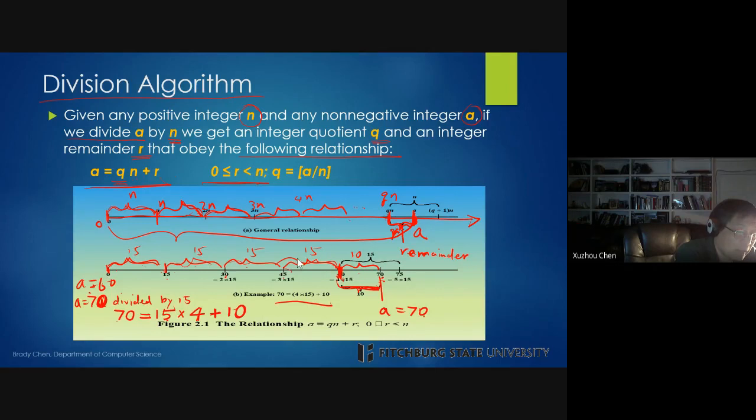Okay. Now sometimes we use A divided by N with a floor symbol, and this just basically means it's a floor division. So that means we divide A by N, but we only keep the integer part. We throw away the fractional part.